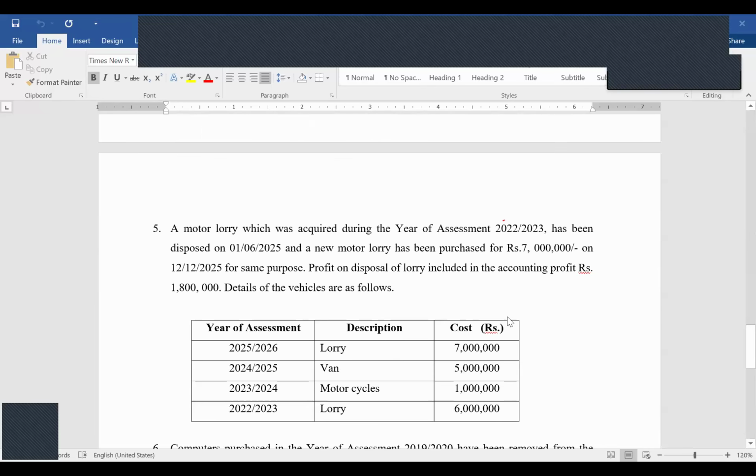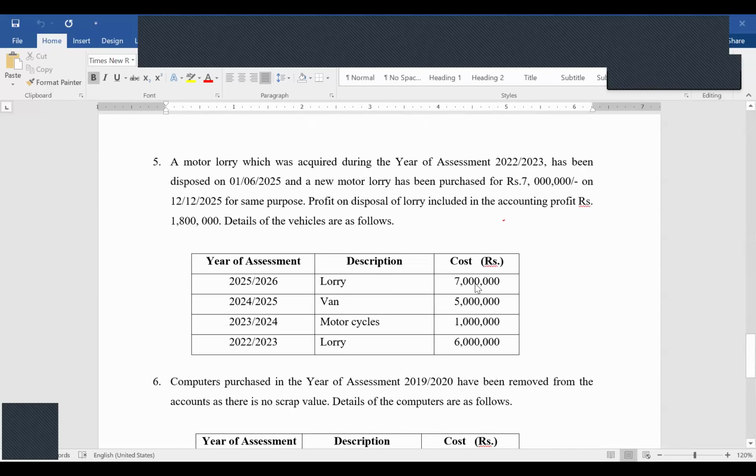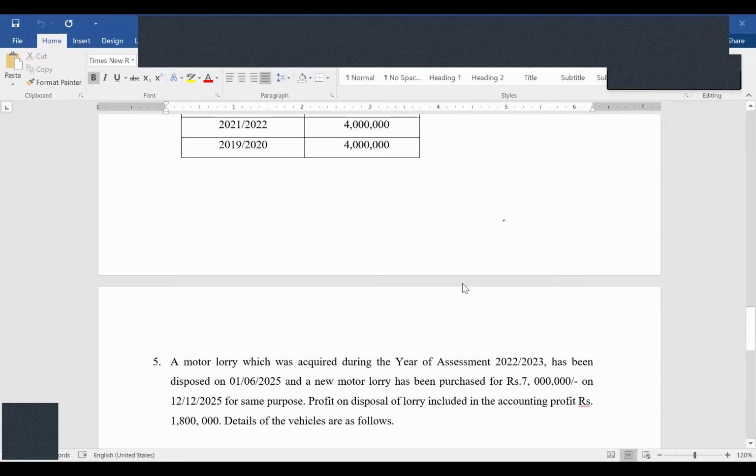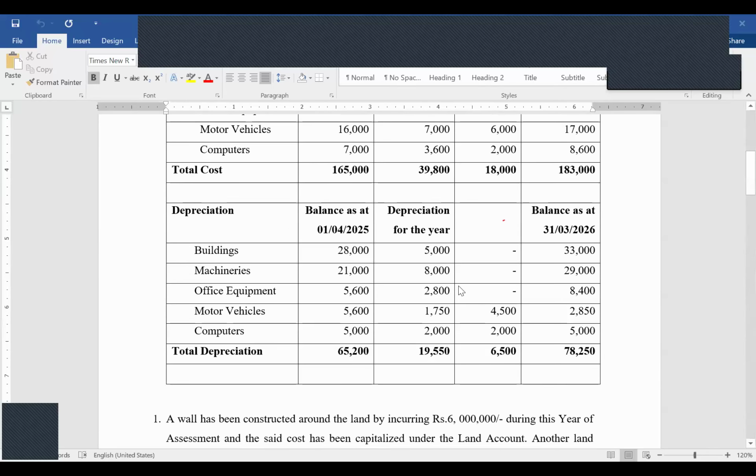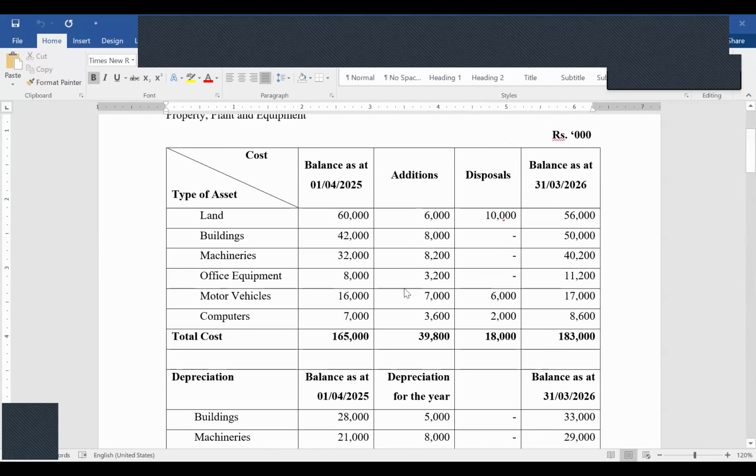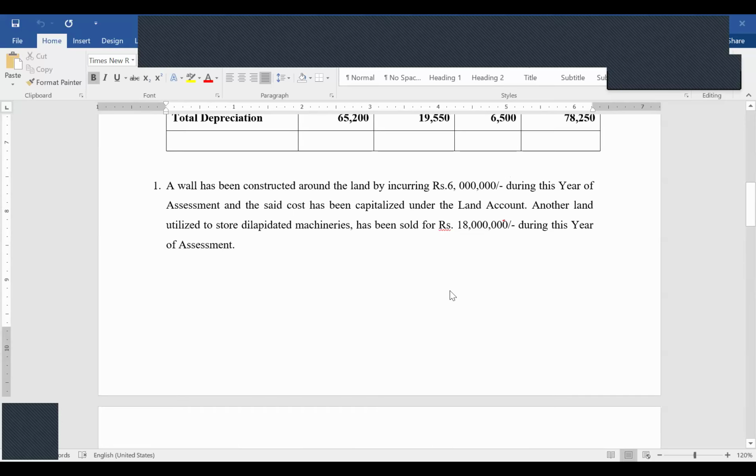So it is mentioned in this document also. It says the vehicle purchased during the year of assessment 22-23 has been disposed on 1st of June 2025. So the date is within the relevant year of assessment. So you have to consider it for the year of assessment 25-26. And a new motor lorry has been purchased for 7 million. So it is mentioned here, 7 million. We can go to the table also to check whether that is correct or not. Yes, we can see 7 million additions are there.